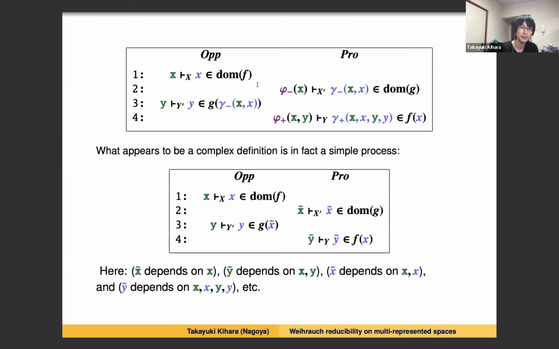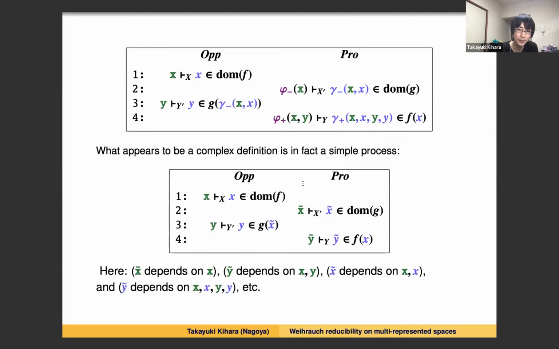Anyway, this is the same game as in the previous slides. Now in the case of Weihrauch reducibility on multi-represented spaces, the definition involves four functions: phi minus, phi plus, gamma minus, and gamma plus. So the definition is quite complicated, and it is not so easy to remember because it's a lot of symbols, phi plus, phi minus, gamma plus, x, y. It's a little difficult to read because of the many parameters.